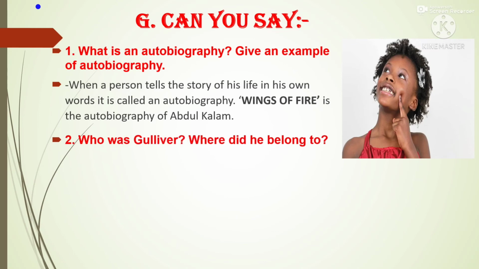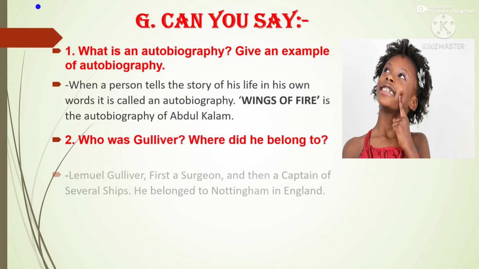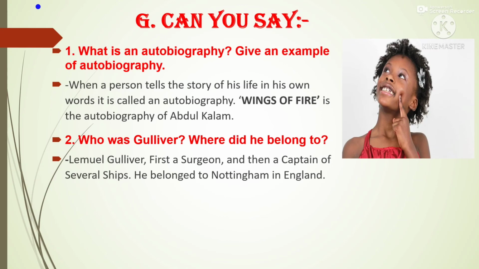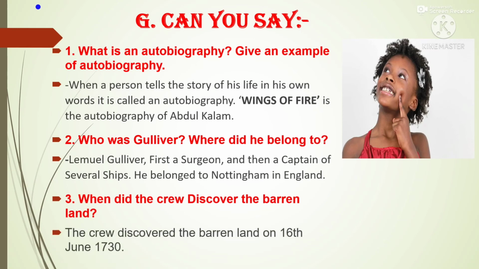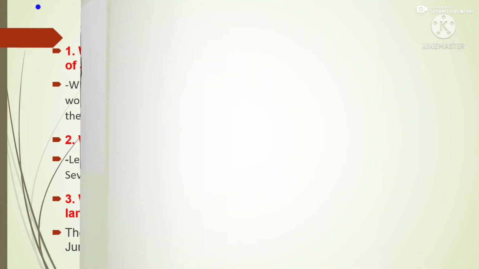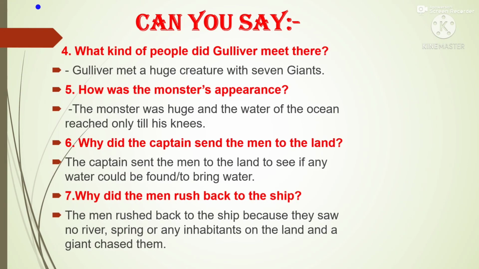Who was Gulliver? Where did he belong to? Lemuel Gulliver, first a surgeon and then a captain of several ships. He belonged to Nottingham in England. When did the crew discover the barren land? The crew discovered the barren land on 16th June 1730. What kind of people did Gulliver meet there? Gulliver met a huge creature with seven giants.